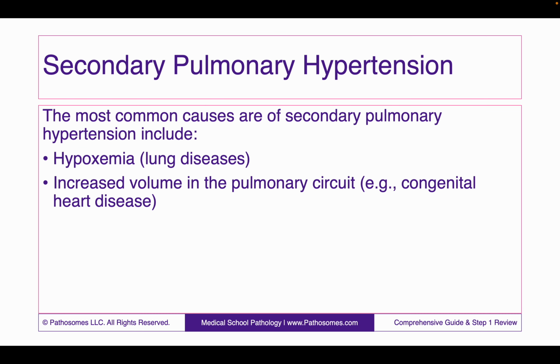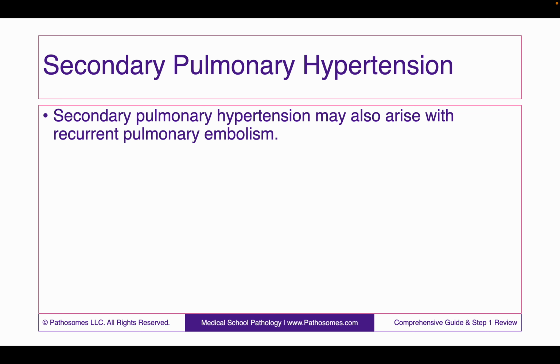The most common causes of secondary pulmonary hypertension include hypoxemia and increased volume in the pulmonary circuit, like congenital heart disease. Secondary pulmonary hypertension may also arise with recurrent PEs, right? Pulmonary embolisms.